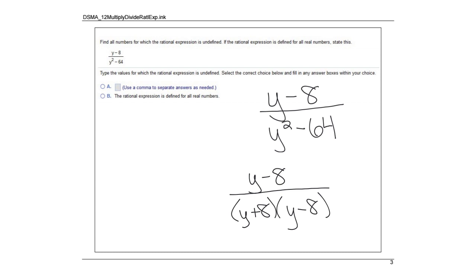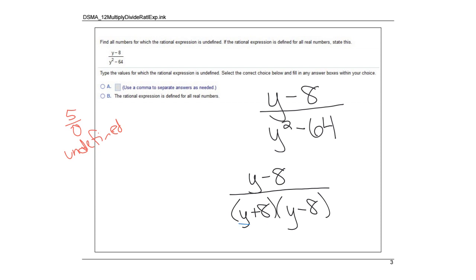So remember, we cannot divide by 0, right? If we try to divide by 0, so let's say we took 5 divided by 0, that's not going to work. That is undefined. We cannot divide by 0. So here with this problem, we want to make sure that neither of these binomials in the denominator are equal to 0. The way to do that is set them equal to 0.